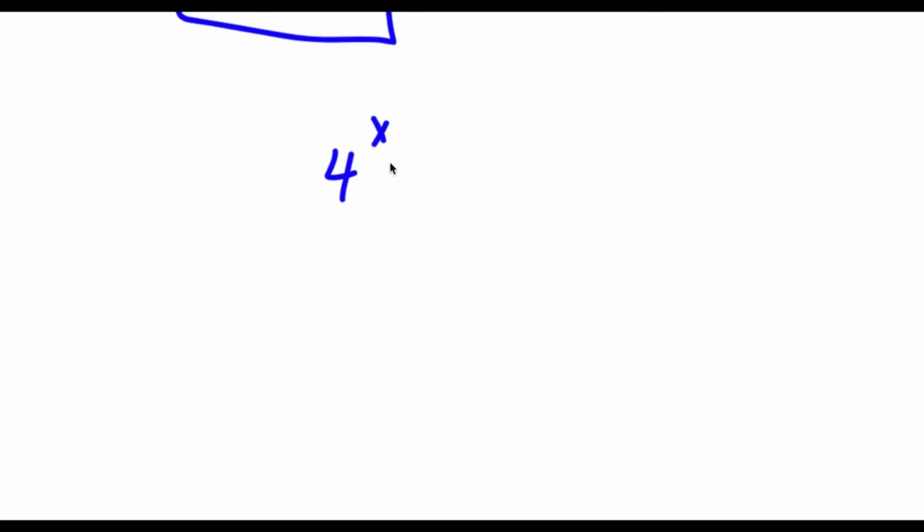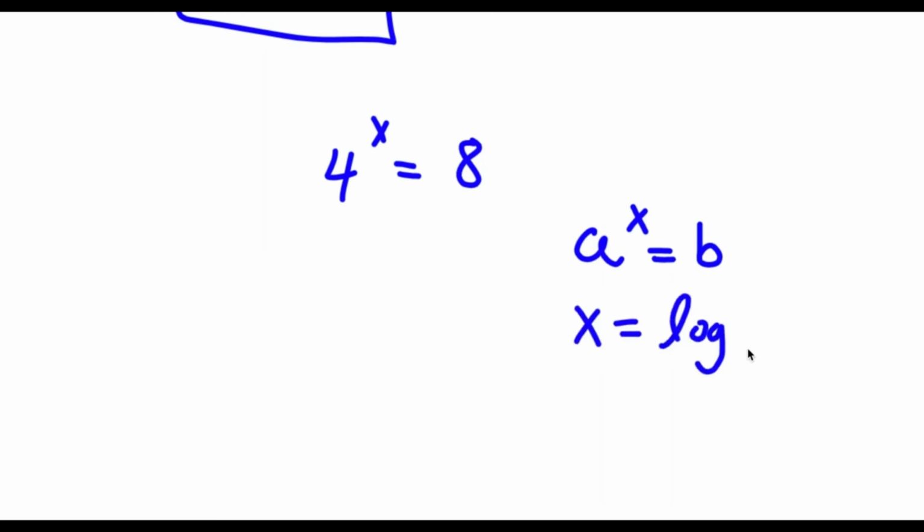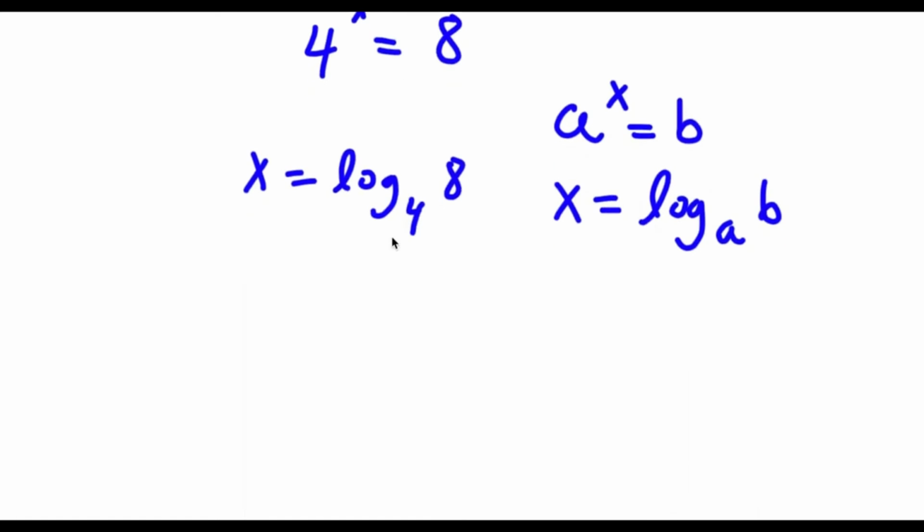Now another way of solving this problem: I have 4 to the power of x equals 8. If I have something in the form a to the power of x is equal to b, this means that x is equal to log base a of b. So in this case, x is going to equal log base 4 of 8. And now this is the same thing as log 8 over log 4.